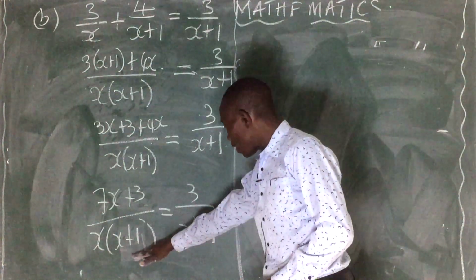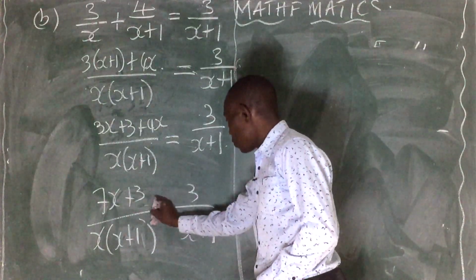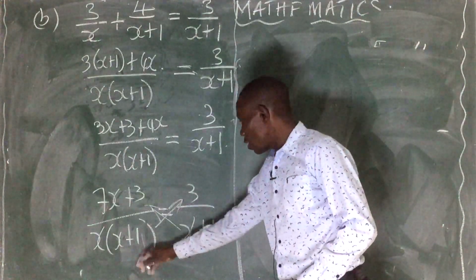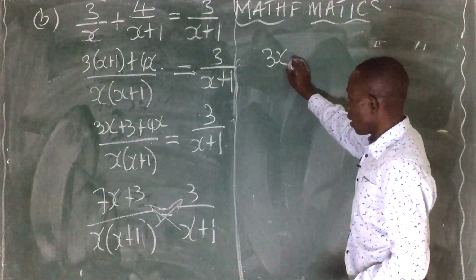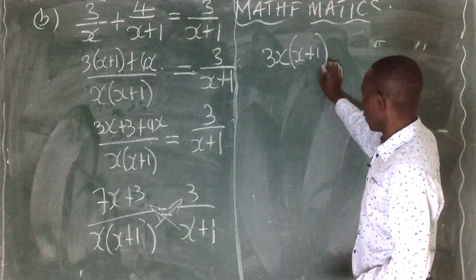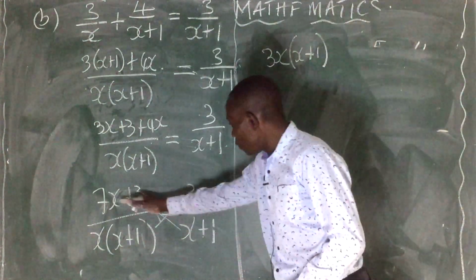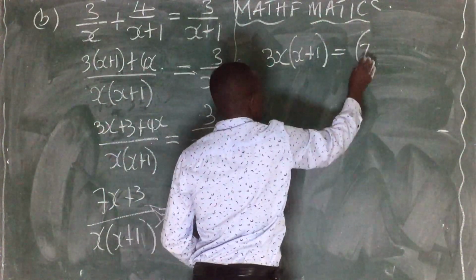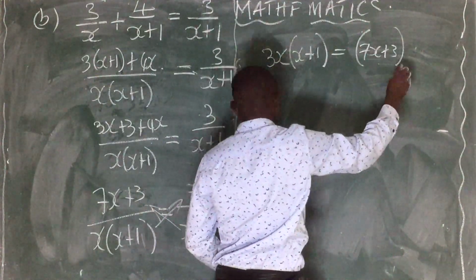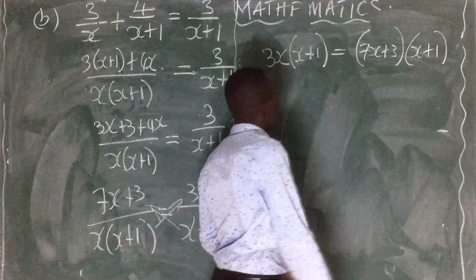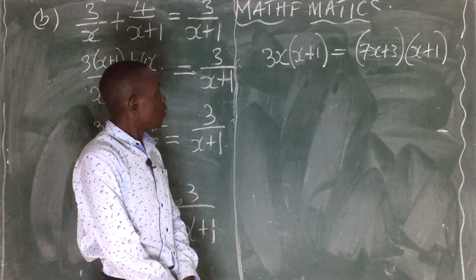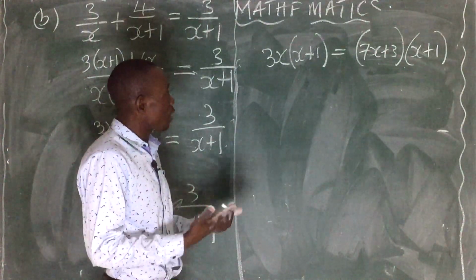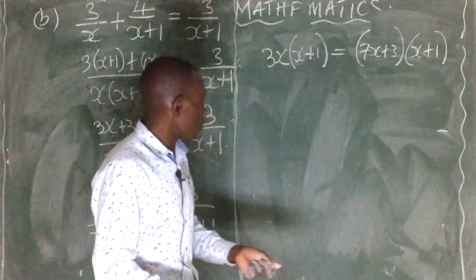So it means this multiplied by this, multiplied by that, in the process of the cross multiplication. Here we have 3 times this, we have 3x, open bracket, x plus 1. On the left hand side, we have this one multiplied by this, that is 7x plus 3, multiplied by x plus 1. That's what we have there. So as students, you can finalize that one. Let me just show you the type of equation that you have now, so that I can put you in the line and finalize this one as an exercise.